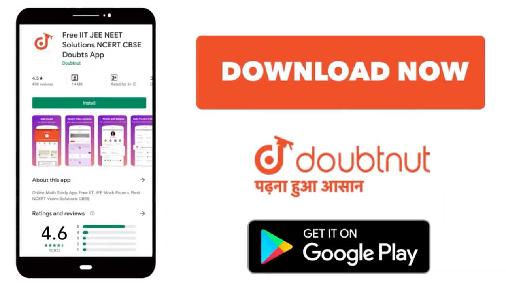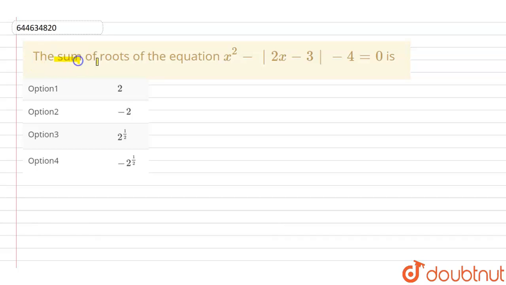Download Doubtnut app today. In the question it is given that the sum of roots of the equation x square minus mod of 2x minus 3 minus 4 is equal to 0. The first option is 2, the second option is minus 2, the third option is root 2, and the fourth option is minus root 2. So we need to find out the sum of roots of this particular equation.